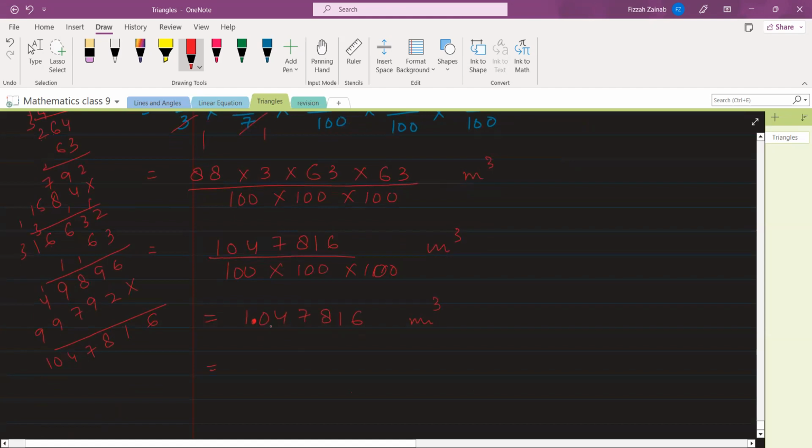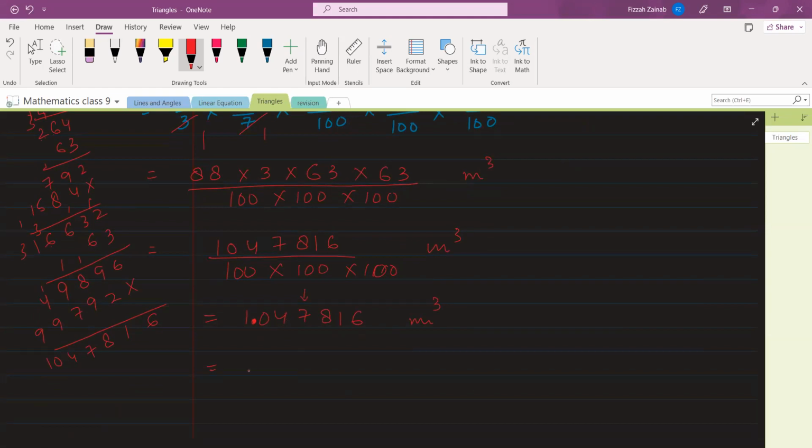If you want to keep up to 2 places of decimal, now you see this one. So 7 is greater than 5, so this 4 will become 5, right? It will become 1.05 meter cube. And here you will write approximate. Is that clear?